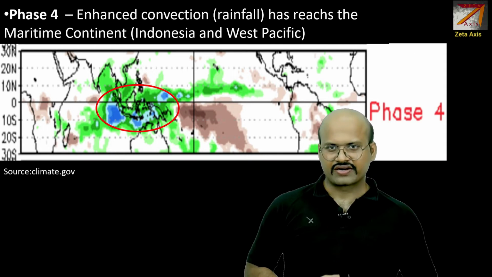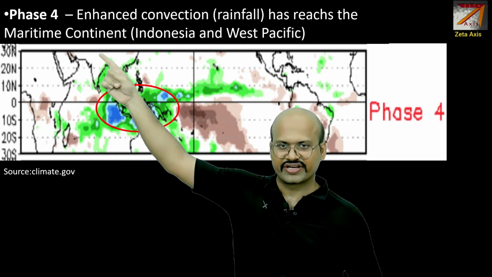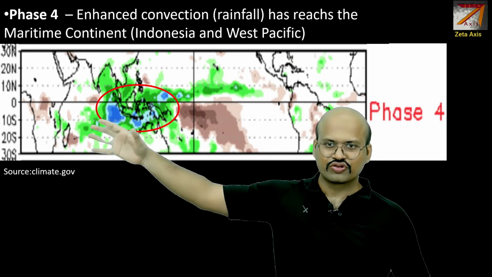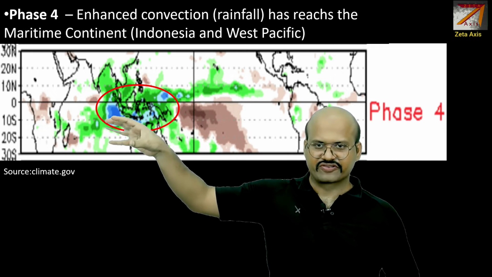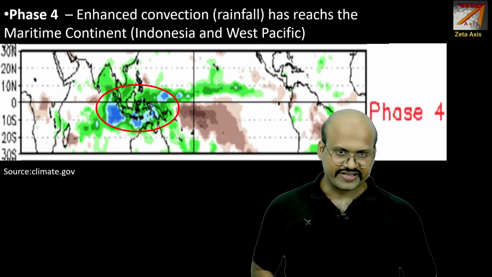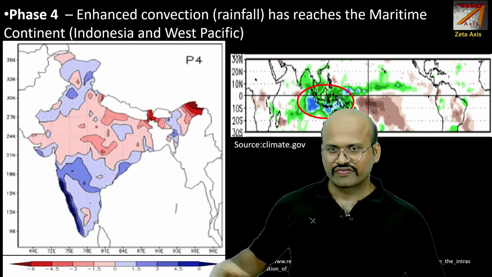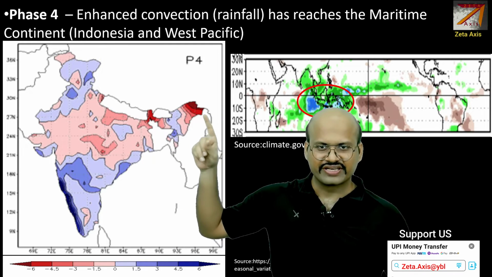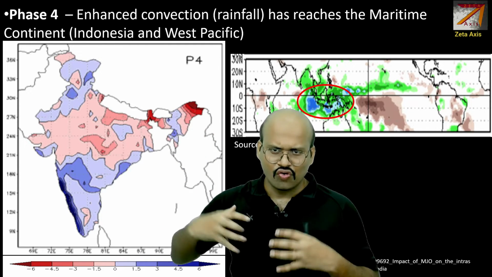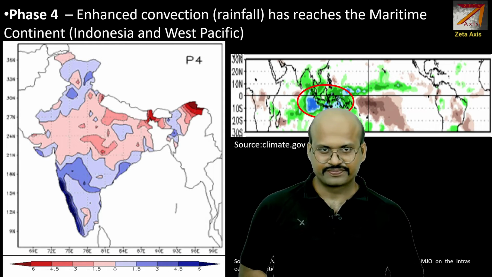In the fourth phase, we see that enhanced convection reaches the maritime continent, that is Indonesia and West Pacific. So we can see now it is lying over these Indonesian islands and the West Pacific. And in this phase, we will again see that there is a further increase in the amount of rainfall which was coming from this direction. There is also an increase in this region. So we can see that overall there is an increase in the rainfall in phase 4.